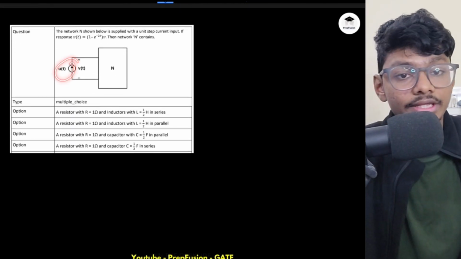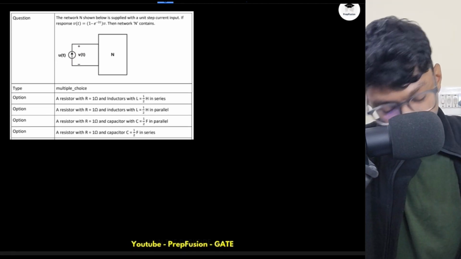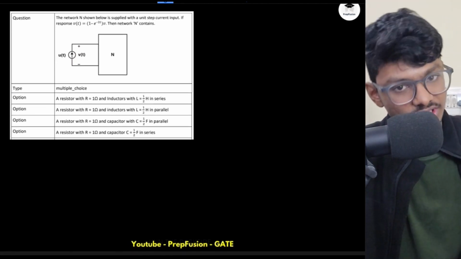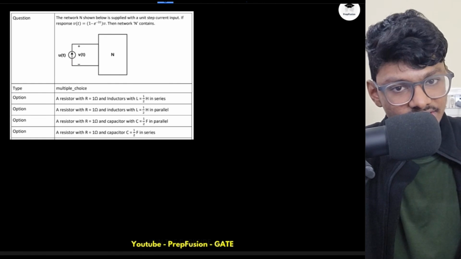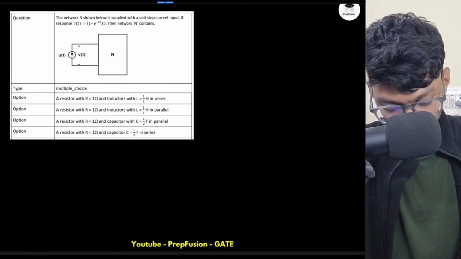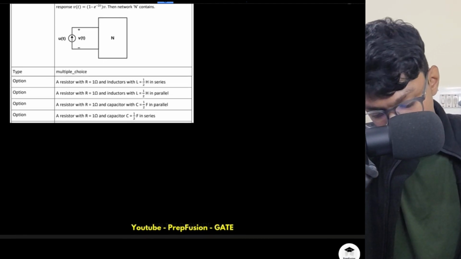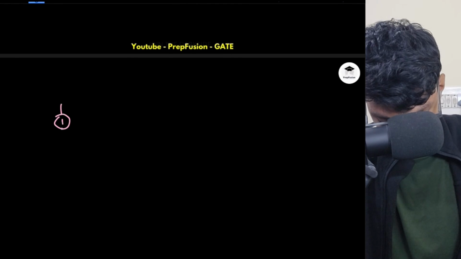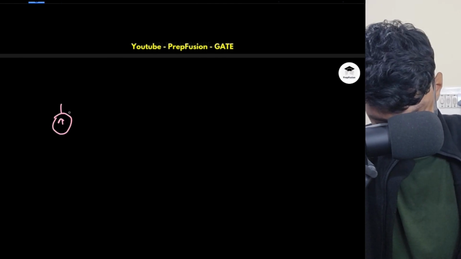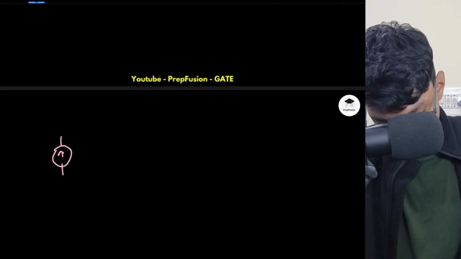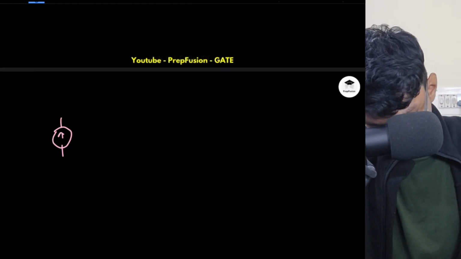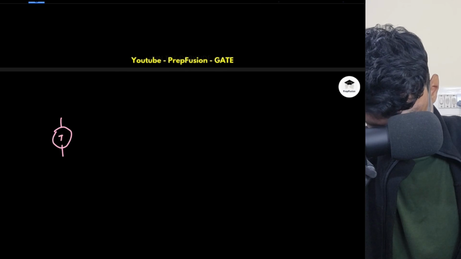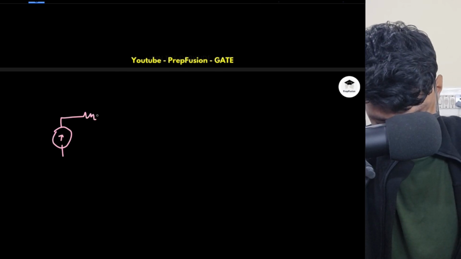I'm giving a unit step input. So first of all, I have to identify what type of circuit this is. Is this an RC circuit or an RL circuit? What are the possible options here? So I will write down all the possibilities, I will draw all the possibilities. There are 4 possibilities.